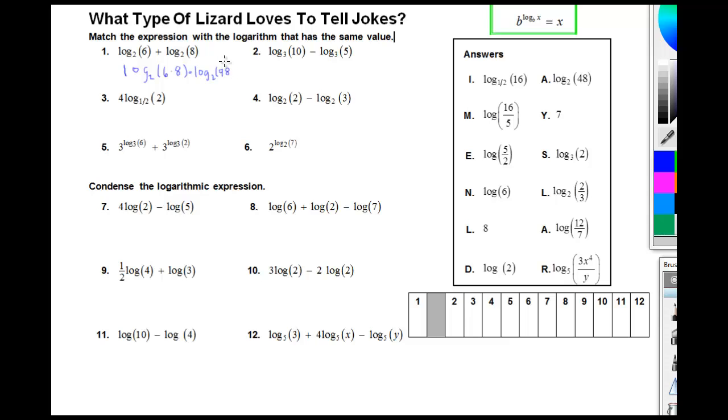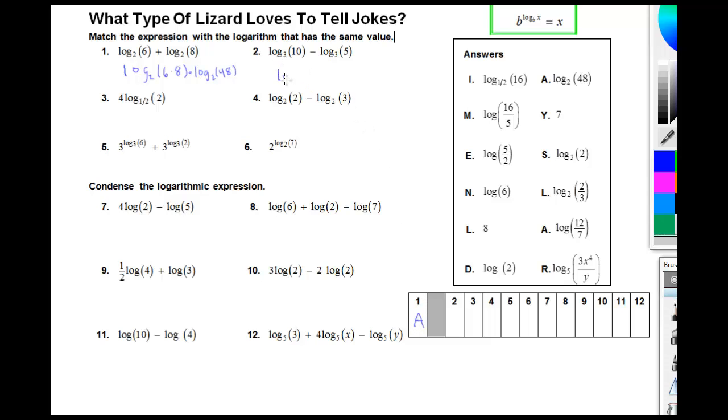And that's supposed to be a 4. And then look over here to find log base 2 of 48, and it is A. So we know that an A goes here. Always fun to do the riddle.